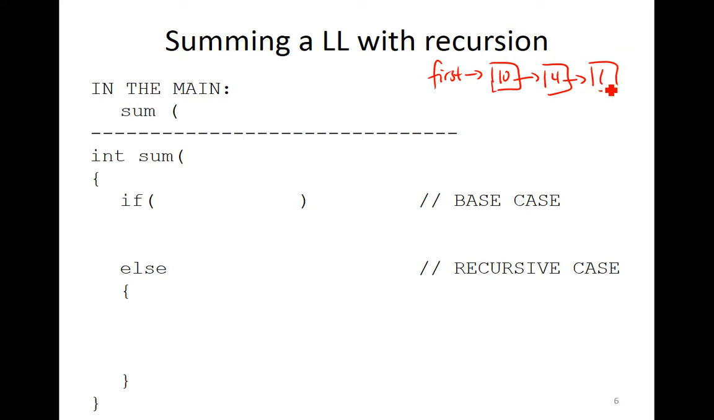And 6. And that's the end. Okay. So there's my linked list. Just a regular linked list. And I want to sum up the numbers in the list. So obviously we can already see the answer should be 20.